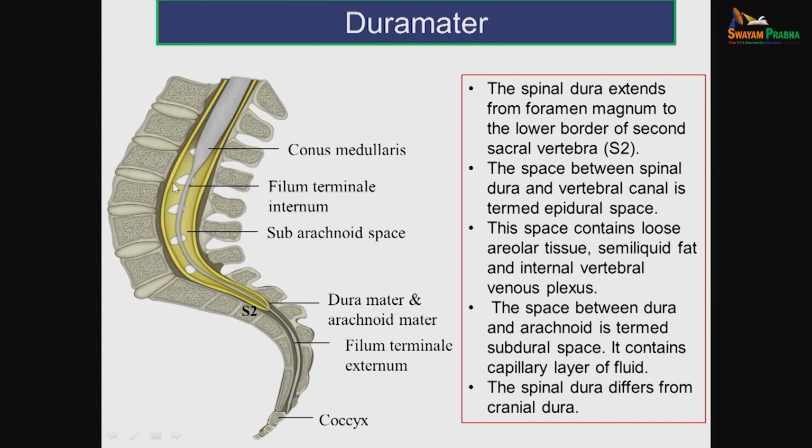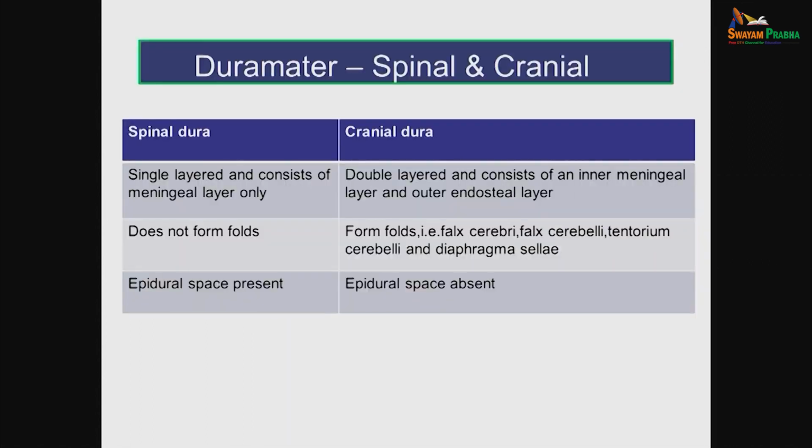The space between the arachnoid and the innermost covering closely investing the cord, pia mater, is called the subarachnoid space. What is pointed out in the picture is the subarachnoid space, which is filled with cerebrospinal fluid, CSF. The spinal dura mater differs from the cranial dura mater. We will look at the differences between spinal dura and the cranial dura.